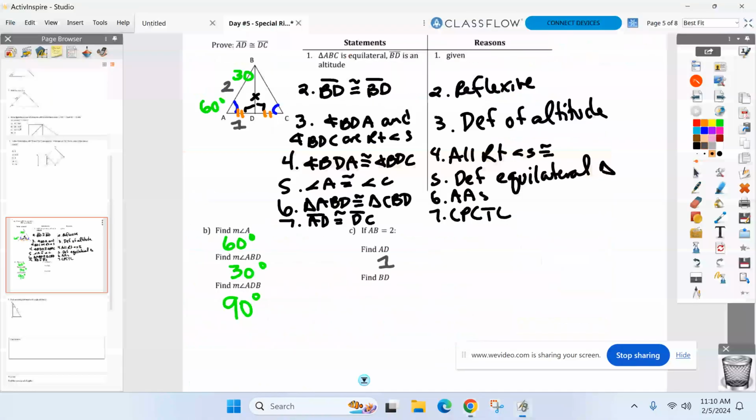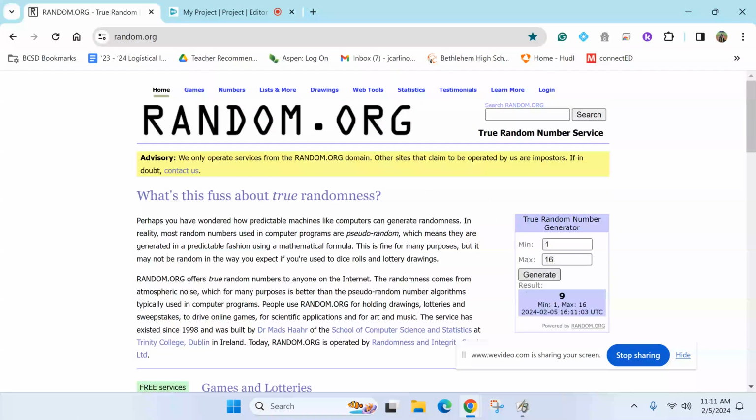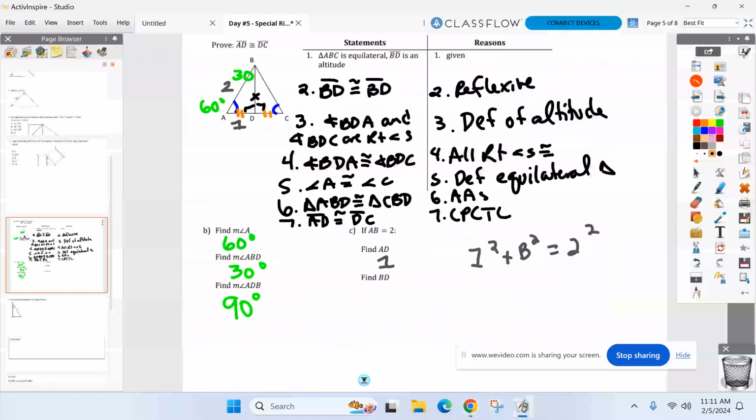Charlie? Yeah, darn right we are, right? 1 squared plus leg squared, B equals 2 squared. And leave it in radical form for me. No decimals. When you have it, what's the length of BD now? Let's go, Ian. Square root of 3. Good. All right, square root of 3.